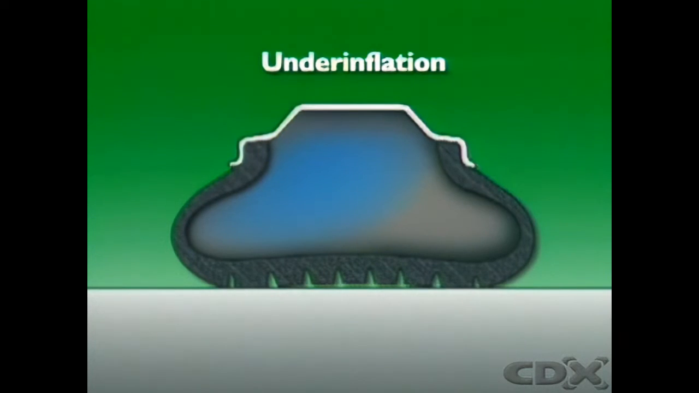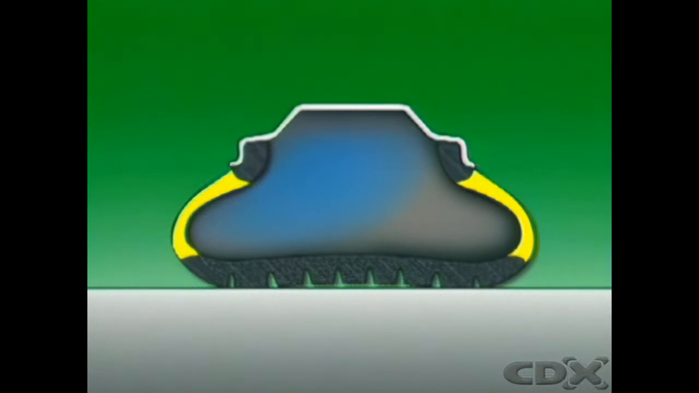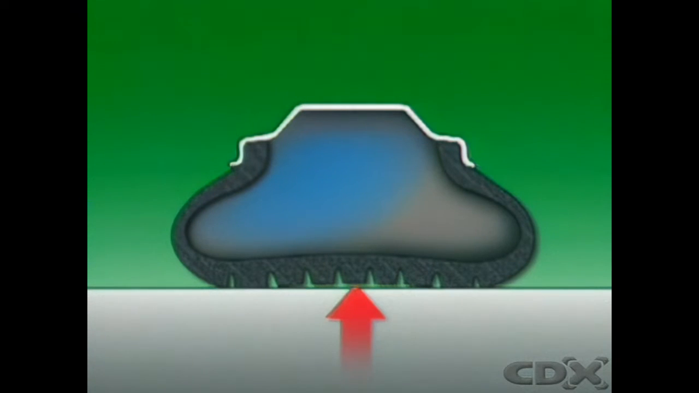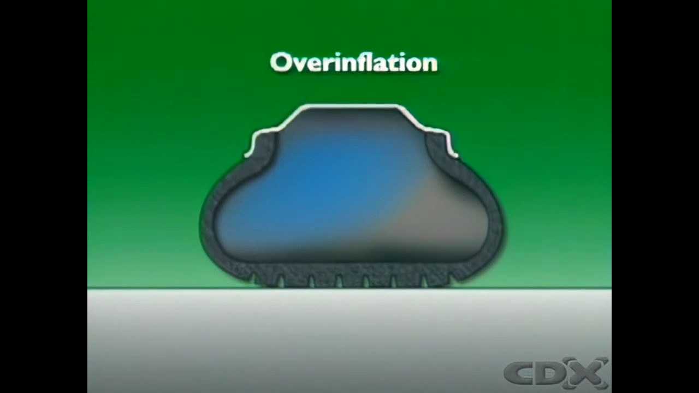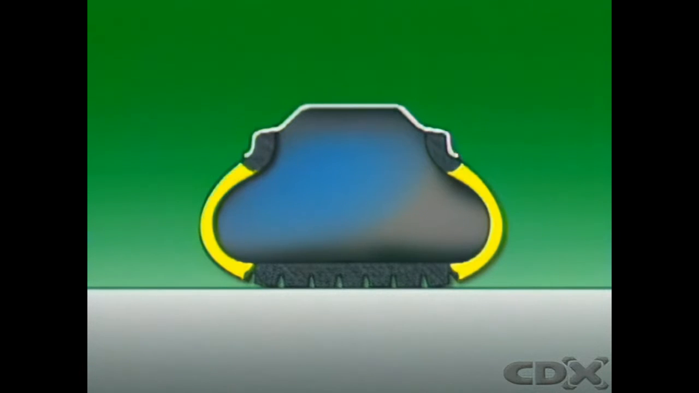Sidewalls of an underinflated tire flex too far, which pushes the center section of the tread up and away from the road surface. This causes wear at the shoulders of the tire. In an overinflated tire, the sidewalls are straightened, which pulls the edges of the tread away from the road and causes wear at the center of the tread.